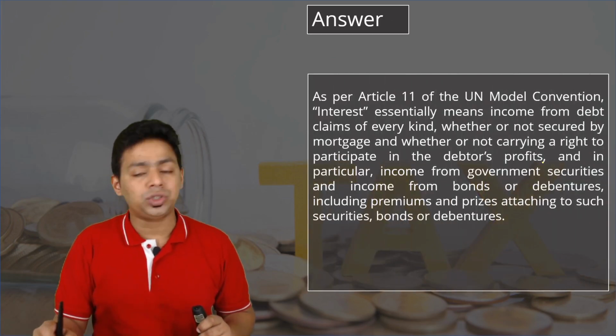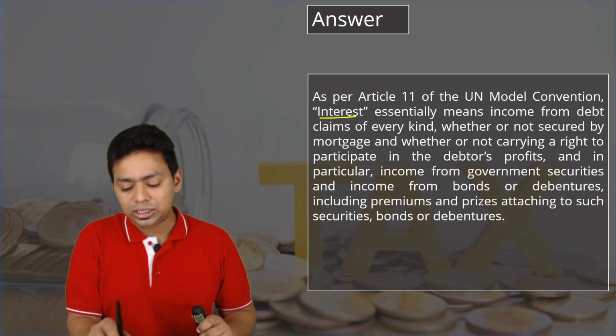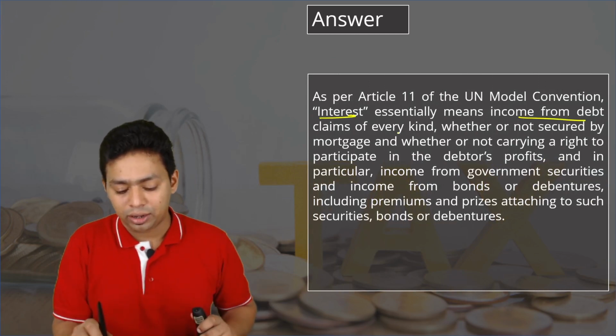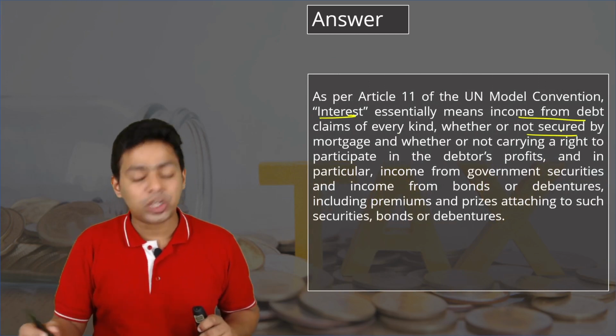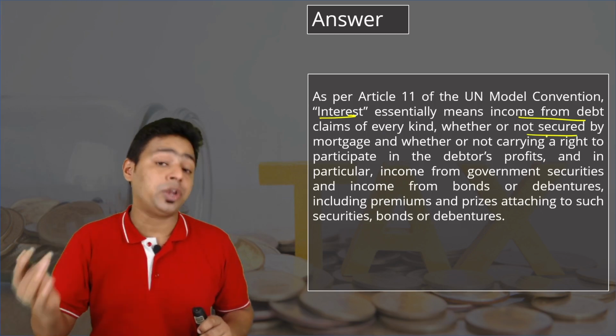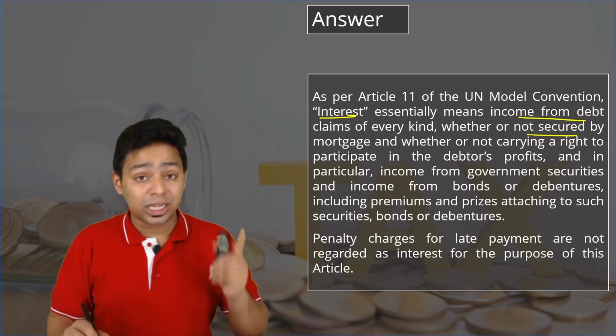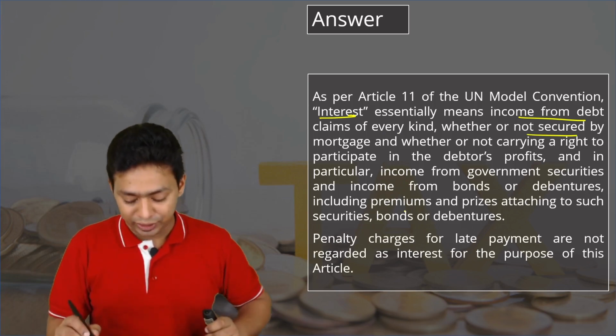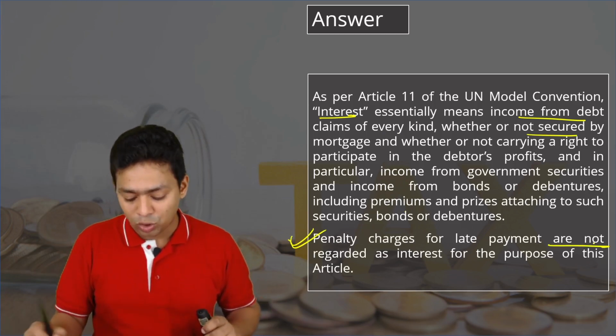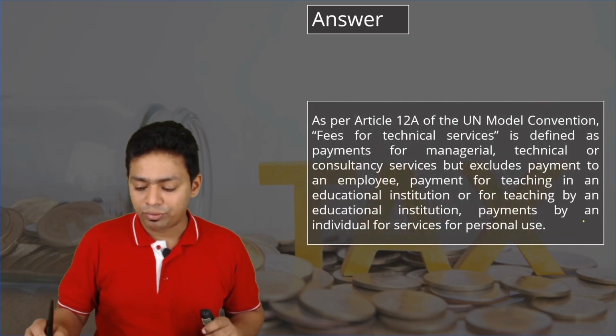Explain the meaning of interest and fees for technical services under the United Nations model. This is a very plain question on the definition. Interest essentially means income from debt claims of every kind, whether or not secured by mortgage. We have discussed it. It also includes government securities, interest on bonds and debentures. But it doesn't include penalties and late fees. Penalty charges and late fees are not part of the interest that you need to give.